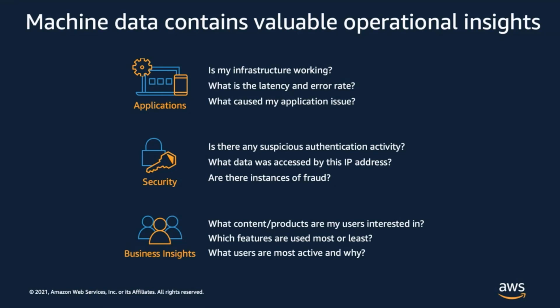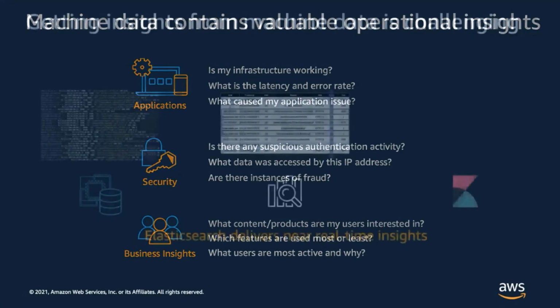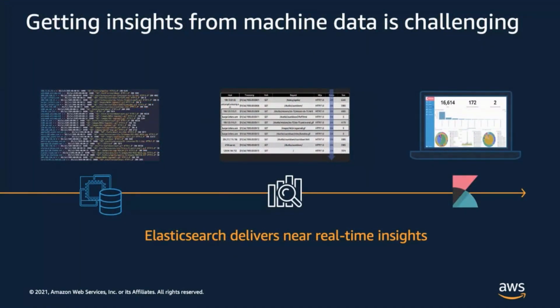For business, you want to know what are the products that my users are interested in. You want to know what features they use. You want to know who's active, why are they active, what are they doing. All of that data is hidden in that enormous pile of log data. So with Amazon Elasticsearch Service, it enables you to pull all of that really granular data in and provides a mechanism for building insights on top of that data.